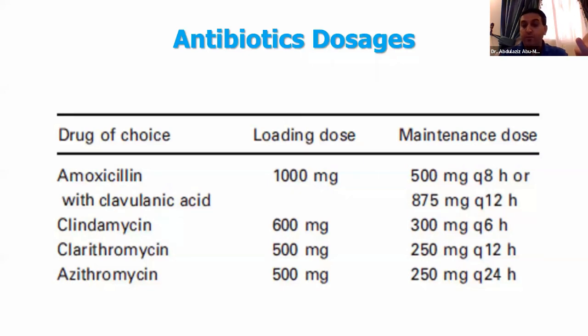Now, there is a tip or a trick you can use, which is the loading dose. If the patient comes to you and there is already a swelling, you might use the loading dose. That means what? You double the first dose. So for the amoxicillin, instead of using 500, you might go with 1,000 for the first dose. For the azithromycin, instead of 250, you go with 500 for the first dose. Then the second and third dose, and later on, it will be the same maintenance dose of 250.